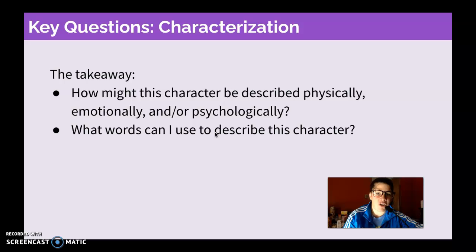Okay, so when you think about the takeaway from this mini lesson, you want to be able to describe any type of character in any text that we read through the physical descriptions, the emotional state that they're in, and the psychological state that they're in. And when thinking of those words, instead of using that one term, we want to be able to research different words that might have the same meaning but are better applied to that character.